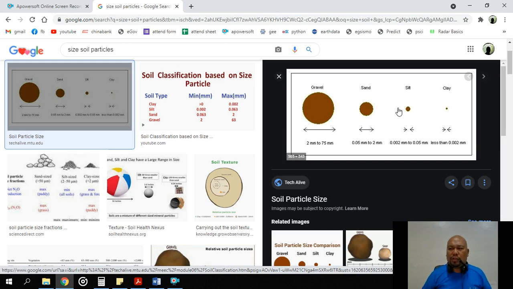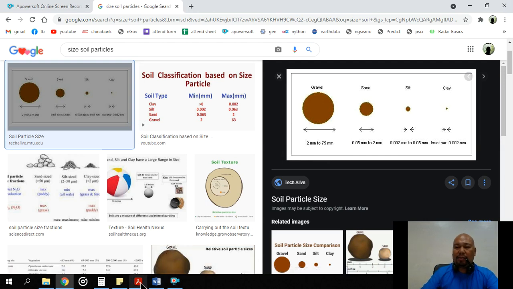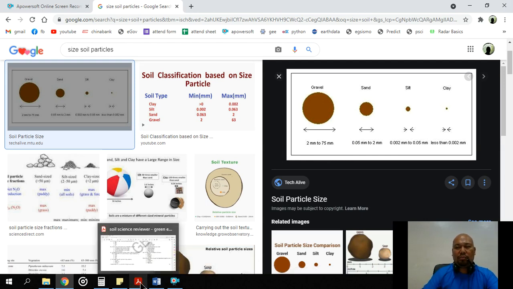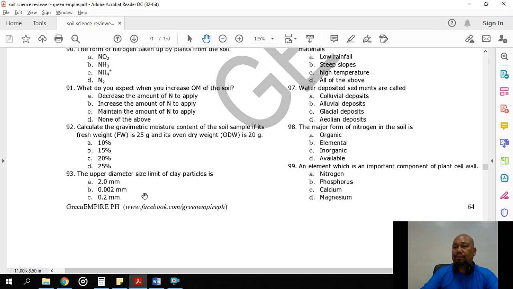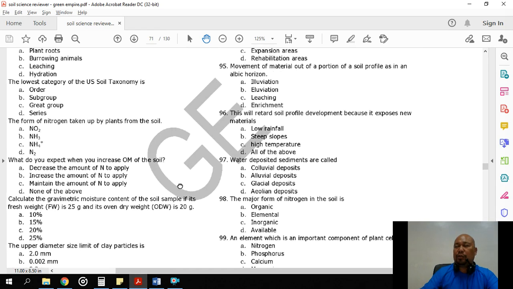Different organizations have different standards, but for our purposes as agriculture-inclined people, we should follow the USDA or ISSS standards. The main difference is 5 and 2, where one uses 5 and the other uses 2. So it's up to you to review that one. So the upper size limit for clay particles is 0.002 mm.